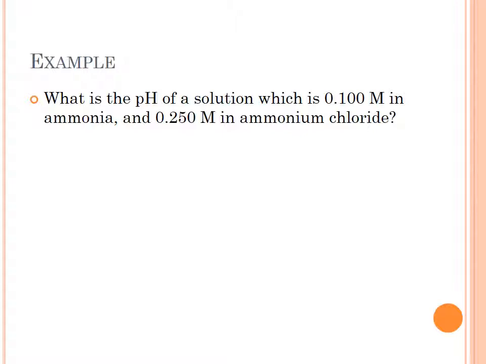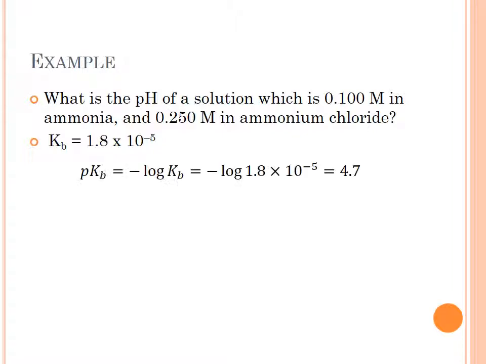molar in ammonium chloride. In this case, we'll use the Henderson-Hasselbalch equation, and we'll use the fact that we know the Kb for ammonia is 1.8 times 10 to the negative fifth. So we need the pKb for ammonia to put it in the base version of the Henderson-Hasselbalch. So pKb is negative log of the Kb, which is negative log of 1.8 times 10 to the negative fifth, which is 4.7.